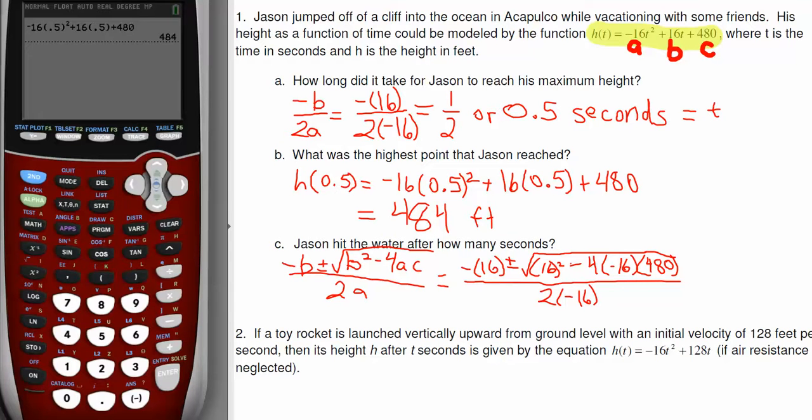So let's do the calculator work. Of course, first off, to do the fraction, alpha y equals number 1, and then just type it in as written, except we can't do the plus or minus. So let's look at doing just the plus first. So negative 16 plus square root squared minus 4 times negative 16 times 480 all over 2 times negative 16.